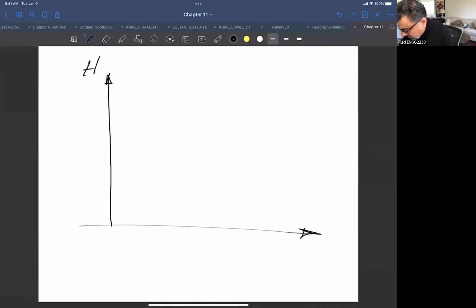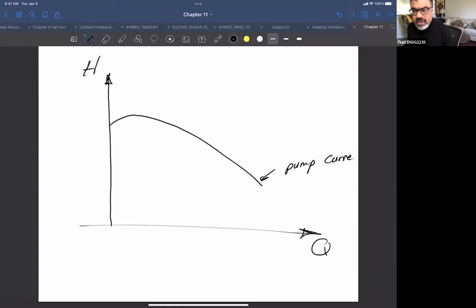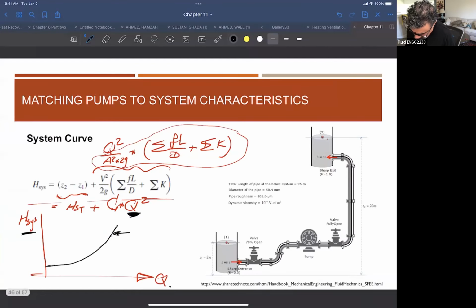This is H and this is Q. We know that for the pump, this is a pump manufacturer, right? This is a pump curve, and this is coming from the manufacturer, right? Is that C? Yeah, C or constant. I don't want to call it K, so I'm not confused between the K and the eddy losses. Any constant, A or B, right? So this is a constant.